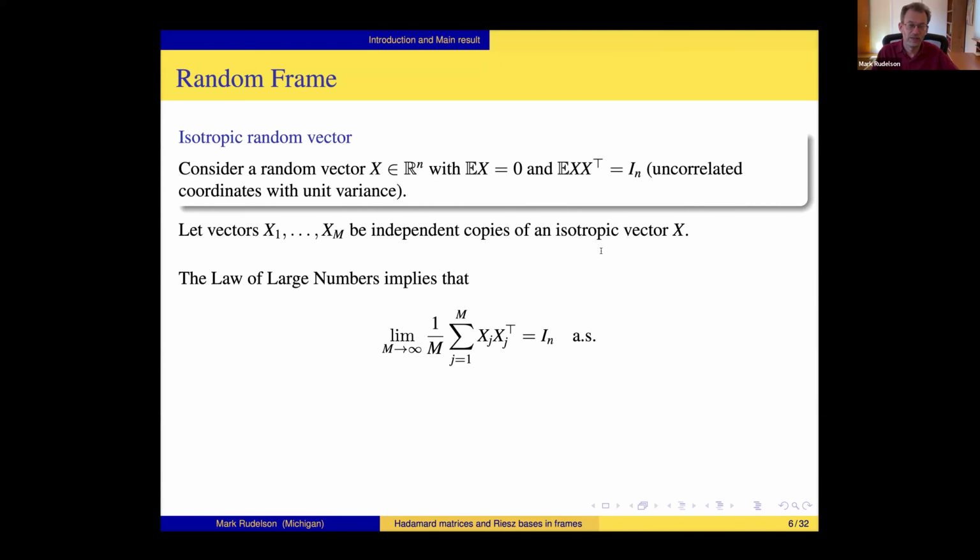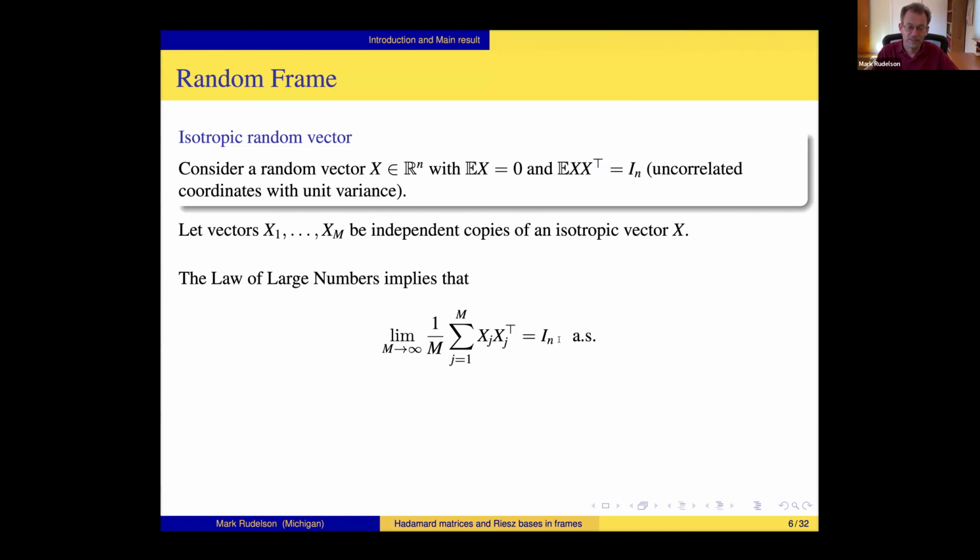So how do we create a random frame? Let's consider an isotropic random vector. This is a vector in R^n, which is centered. The expectation is 0, and the coordinates are uncorrelated, so the correlation matrix is the identity. Now I take several independent copies of this vector, and then the law of large numbers means that the average of these independent copies converges to the identity matrix almost surely.